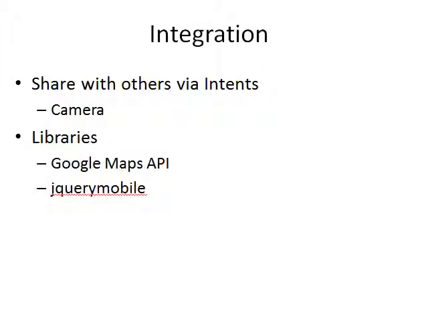Next step is we want to consider integration with other activities via intents and with libraries. So we don't want to reinvent camera software every time we want to use the phone's camera. What's easier to do is just tell the phone that we want to take a picture and let the phone decide the best way to do that.